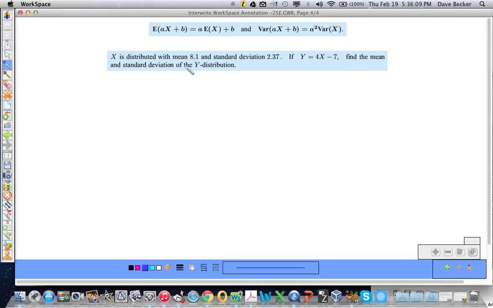So let's say that x is distributed with a mean of 8.1 and standard deviation of 2.37. And if the random variable y is equal to 4 times the random variable x minus 7, find the mean and standard deviation of this y distribution. So what do we know? We know that E of x, the expected value of x, is equal to 8.1. And we know that the variance of x is equal to the standard deviation squared.